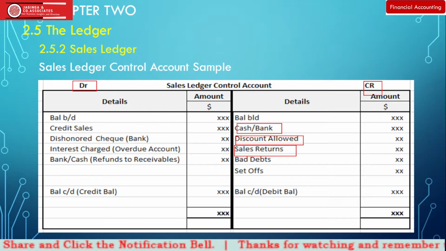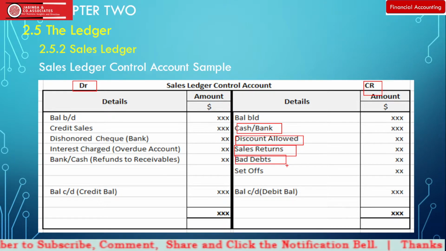We also have sales returns, and we had mentioned earlier that sales returns are goods that customers return to our business for various reasons. Maybe the goods we sold to the customer had some defects, so they have to return them to our business. We call those sales returns. And then we also have bad debts. By bad debts we mean when the customer is not in a position to pay, or maybe the customer is dead and we cannot recover that amount, or the customer has been declared bankrupt, so there's nothing that we can do.